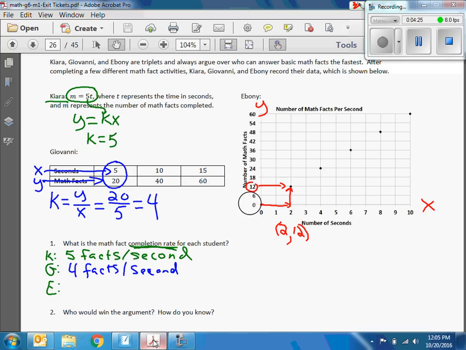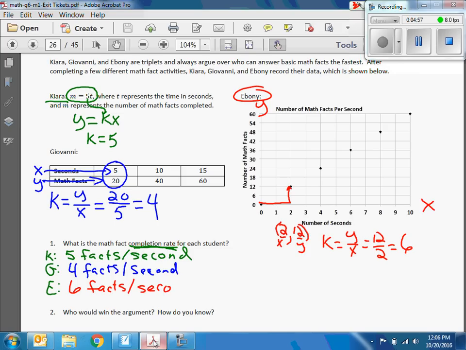So let's get this out of the way, and I'll show you how to approach that. You start at the origin. I went right 2 up to 12. Right 2 up to 12. Remember, K equals y over x. And this is x, and this is y. So K equals 12 divided by 2. So K equals 6, and this is Ebony. So Ebony is 6 facts per second.